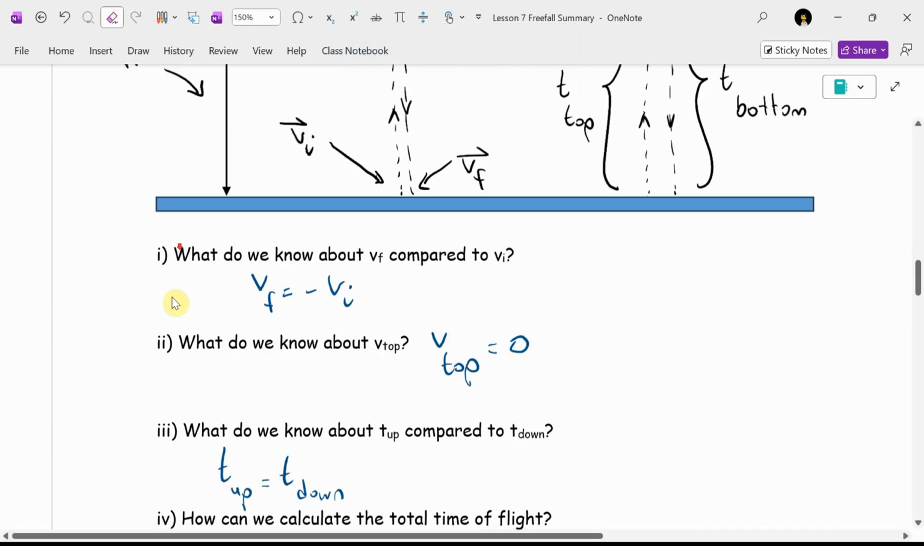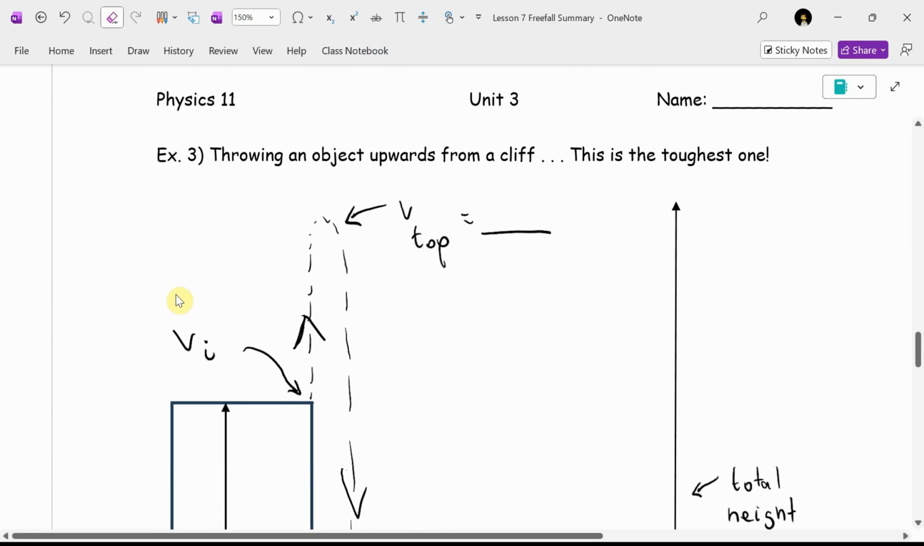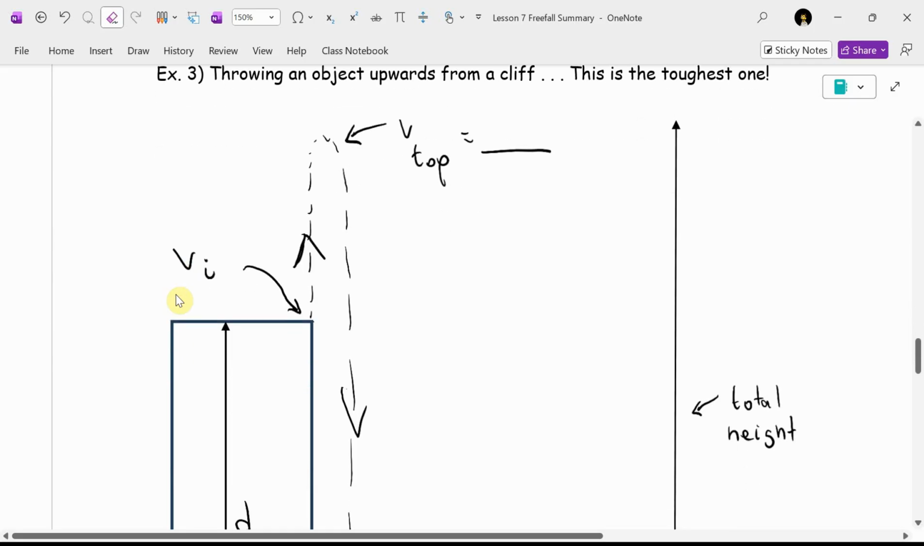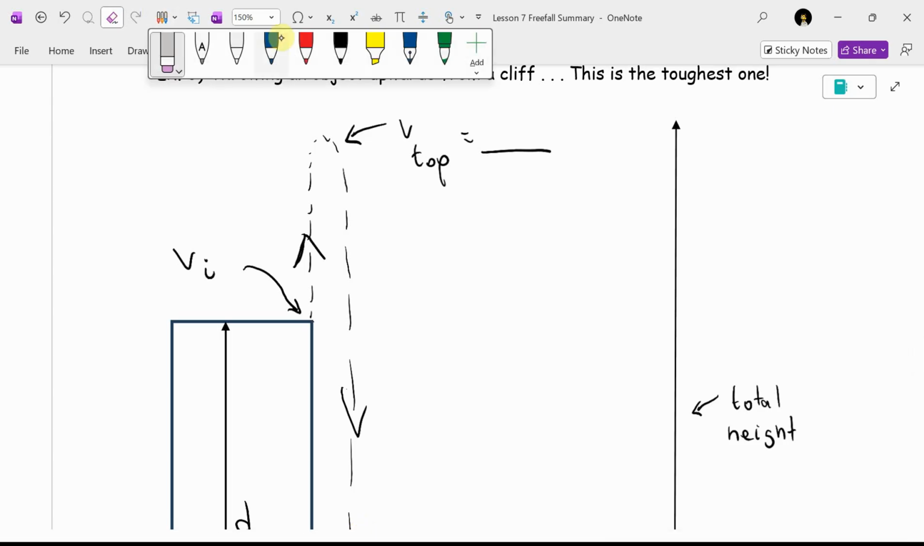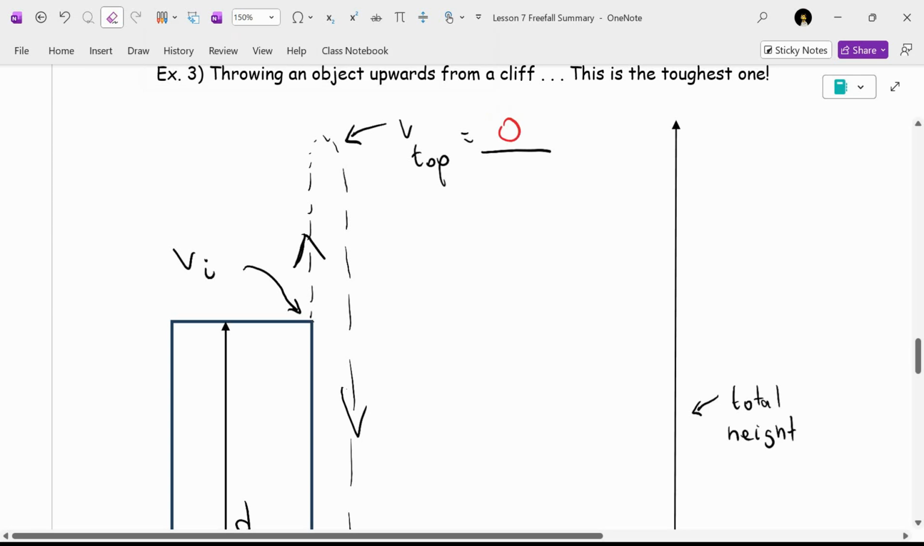Now you can turn the page. This is the toughest one, throwing an object upwards from a cliff, or downwards, but throwing an object from a cliff. As soon as you have a cliff and you're not dropping, things become much more complicated. Because first of all, here's the time to the top, here's the time to the bottom. They're not the same. I can certainly say V at the top is still 0.